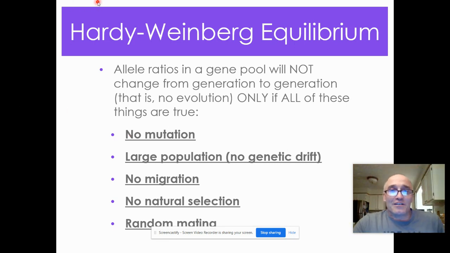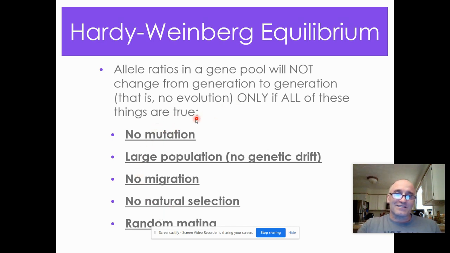So the Hardy-Weinberg equation and genetic equilibrium. The equation is really just a way to monitor whether or not frequencies of alleles are changing. And again, remember, if they are changing, that means the population's evolving. If they're not, then it's at genetic equilibrium. And we specifically looked at these 5 things.